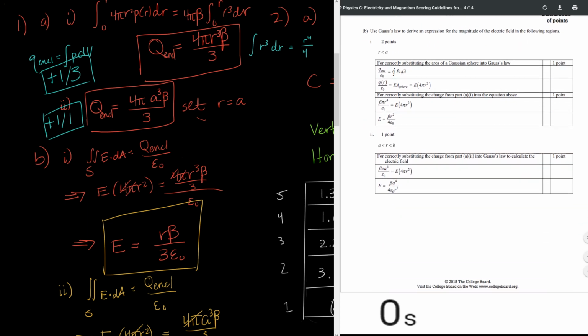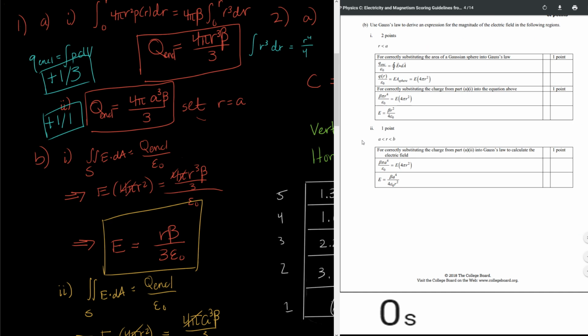Use Gauss's law to derive an expression for the magnitude of the electric fields in the following regions. So I should have remembered that the electric field only increases linearly if you have a uniform charge density. This entire question is going to be incorrect because of the silliness. And I remember at the start when I had the answer, I said, is this right? And then I just nodded to myself and said, yeah. Nope.